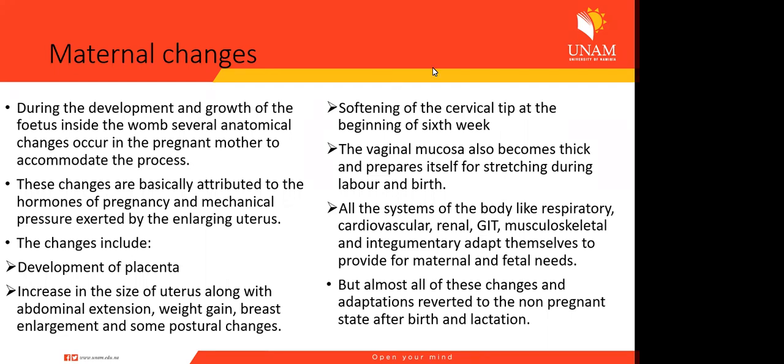There's an increase in size of the uterus to accommodate the growing fetus. And this comes along with abdominal extension, weight gain, breast enlargement or engorgement, and some postural changes. There's softening of the cervix at the beginning of the 6th week of pregnancy. The vaginal mucosa also becomes thick and prepares itself for stretching during labor and birth. And more importantly, all the systems of the body are involved in these changes to provide for both maternal and fetal needs and also for the puerperium.